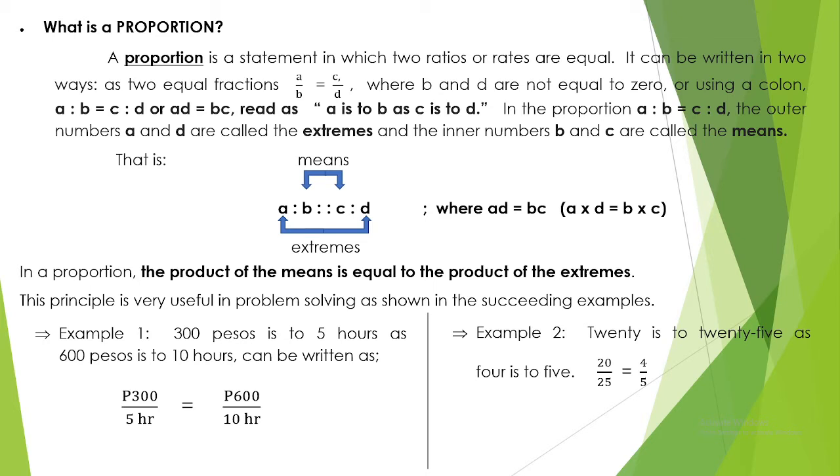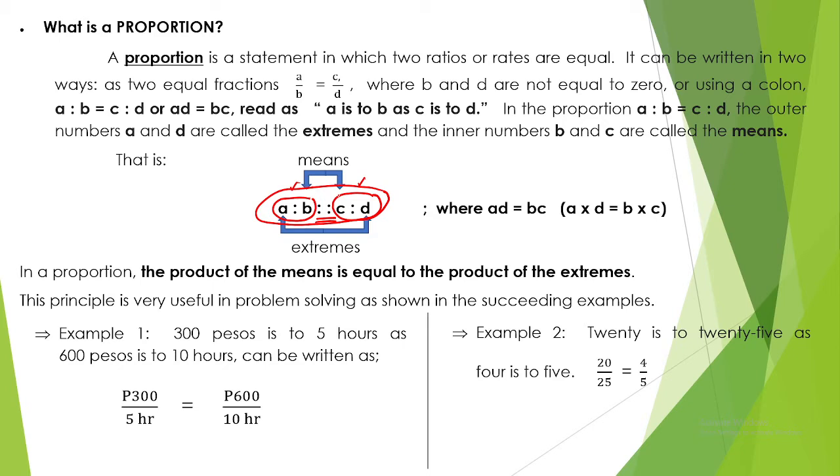So if we have a ratio and another ratio being compared, and we equate the two ratios, that is now what you call a proportion. Isn't this a ratio? A is to B is a ratio. C is to D is a ratio. And take note, I used two colons, meaning this is an example of a proportion.